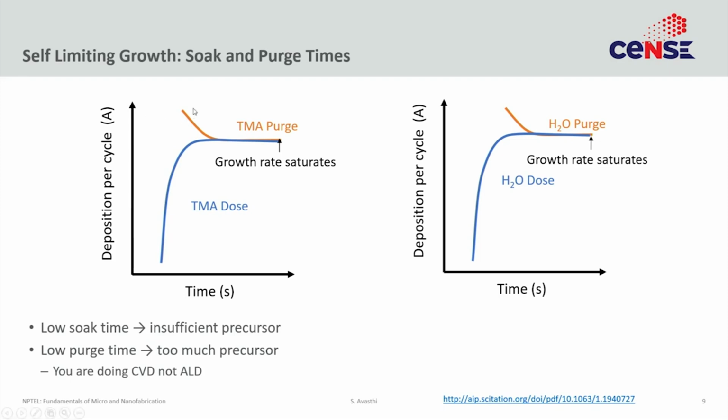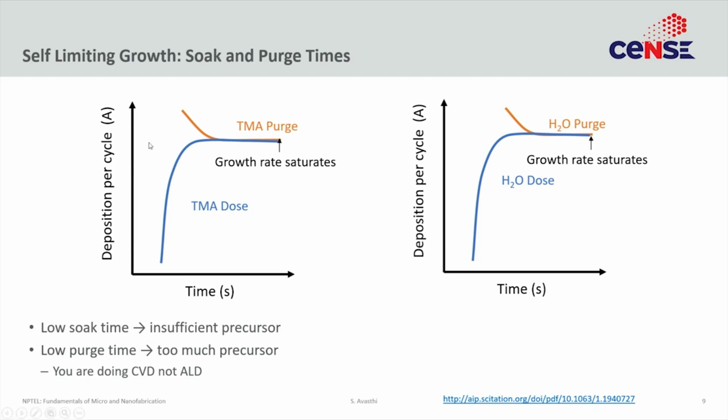So what you will see is slightly enhanced growth initially, but as you increase the purge times, the growth will fall, and at some point reach a point where there is no more excess TMA in the ambient of the chamber. All the TMA is only present on the substrate, and the TMA on the substrate is irreversible, it is not going to come out.